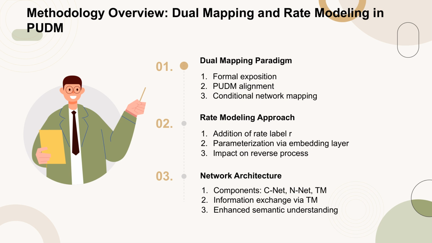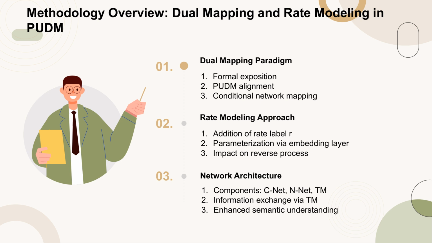The methodology of PUDM involves two key components: dual mapping and rate modeling. In the dual mapping paradigm, the authors provide a formal exposition of the concept and demonstrate how PUDM aligns with these principles, particularly focusing on the role of the conditional network in establishing a one-to-one point-wise mapping. For rate modeling, the approach involves adding a rate label R to each sample pair, which is parameterized using an embedding layer. This addition to the reverse process of DDPM significantly improves the generation quality of unseen scale point clouds.